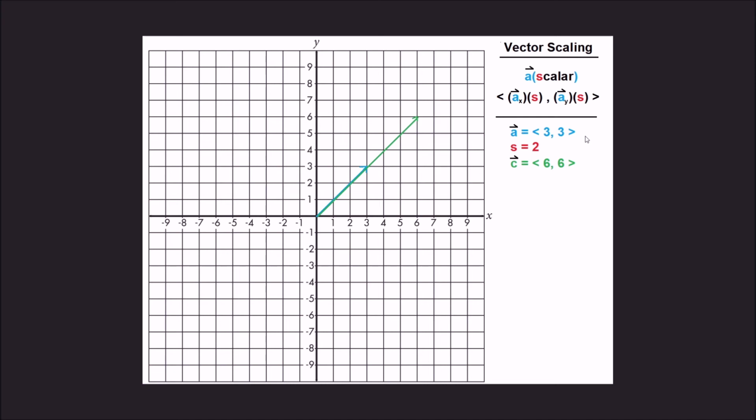So basically, that's it. The vector scaling could be used, for example, let's say the blue one was a velocity vector, and you wanted to double the velocity of something. You could multiply it by 2, which would double it. You could cut the velocity in half by multiplying it by 0.5, which would have taken the blue vector and cut it down by half.